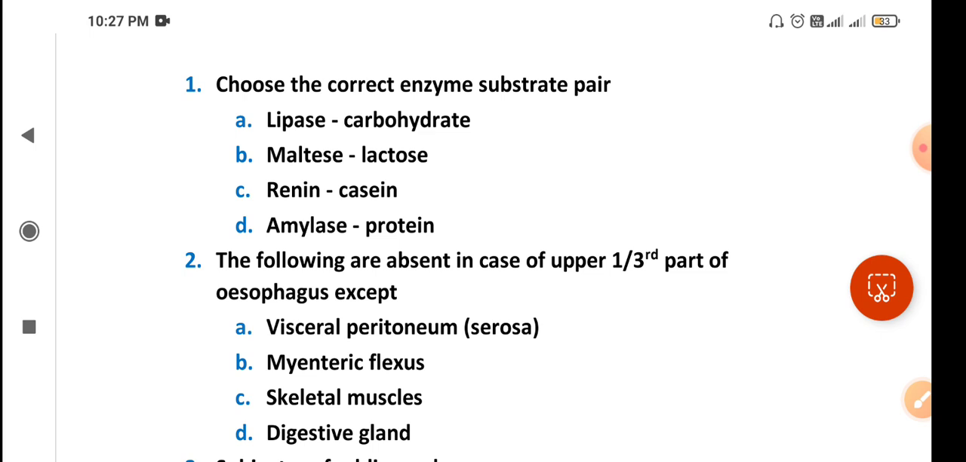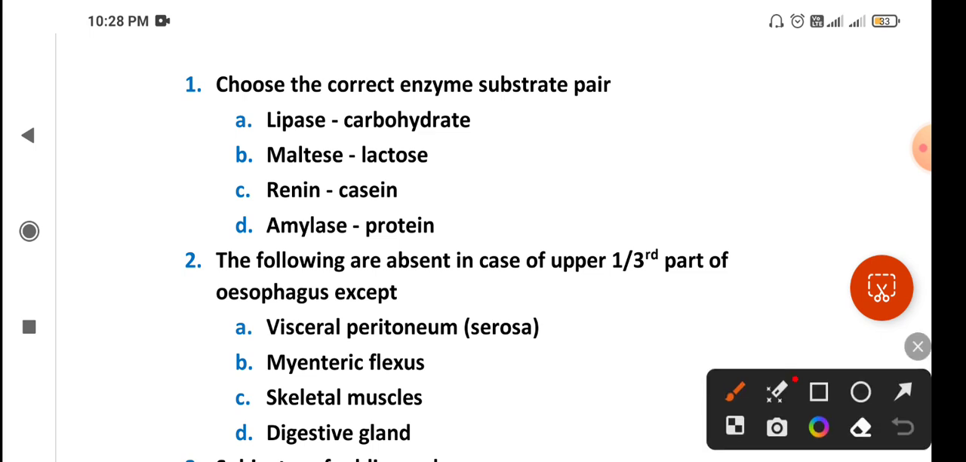Let's check the fourth option, amylase and protein. No, this is also incorrect. Amylase acts on starch, not on protein. So the correct option for the first question is C, that is rennin and casein. Let's mark it.